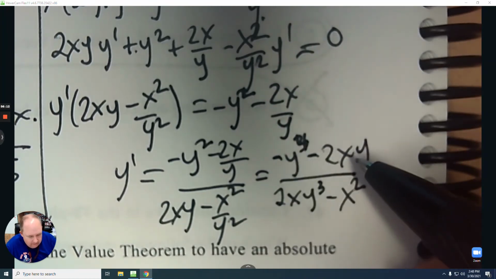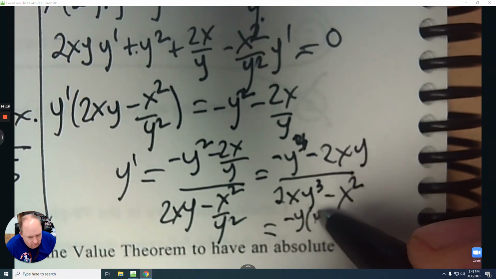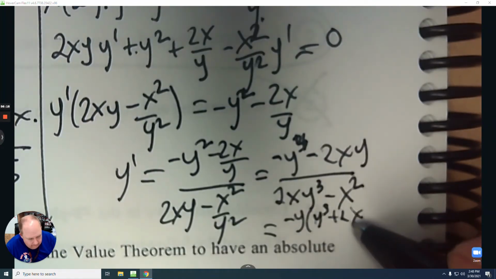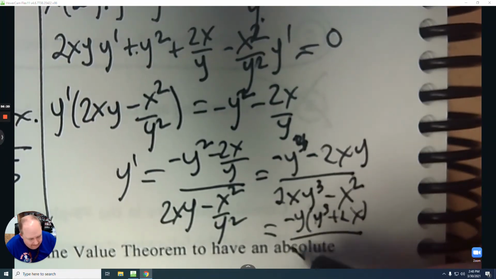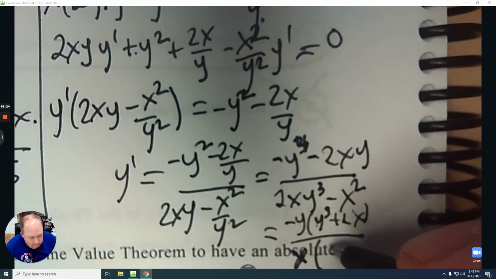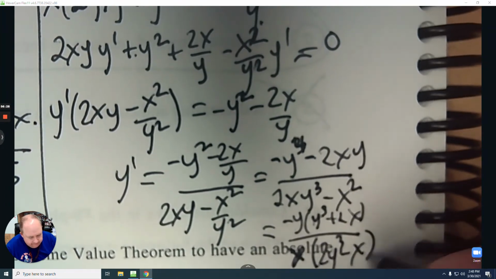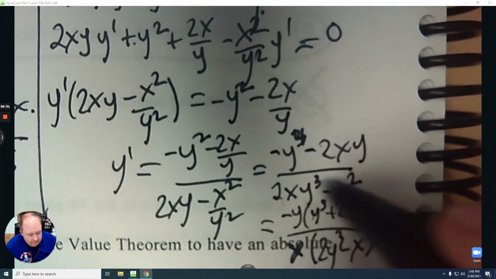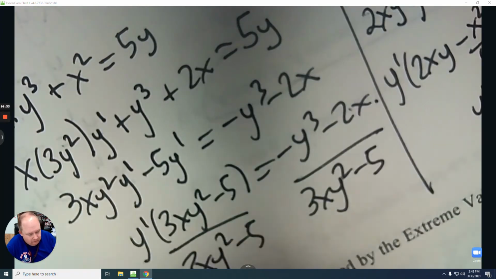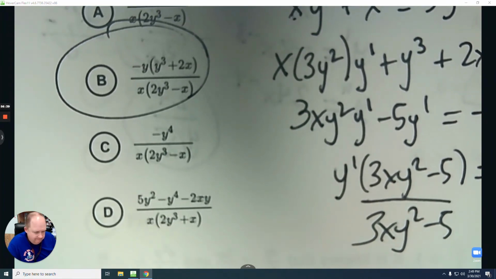Notice the numerator, I can factor out a negative y, and I have y cubed plus 2x. The denominator, I can factor out an x, and I get 2y cubed minus x. So now it's going to match. So that was a toughie. So that matches with B. And I tried to do a shortcut and I failed. That's okay. Here we go.